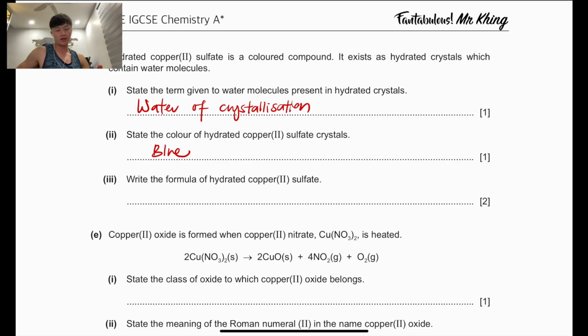Okay, next one. Formula of hydrated copper 2 sulfate. So how do we write the chemical formula of a hydrated compound again? Copper 2 sulfate, CuSO4, put a dot followed by H2O. See, in this case they didn't mention what the ratio of copper 2 sulfate to H2O is. So we can just do it this way. No need to mention the ratio. Just use CuSO4.H2O. It is more than sufficient.